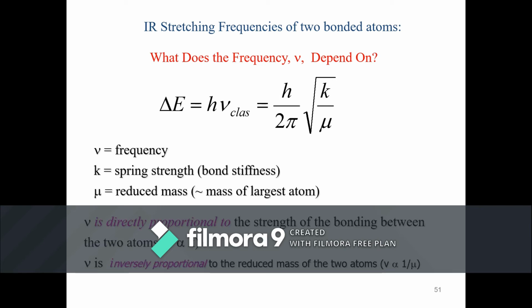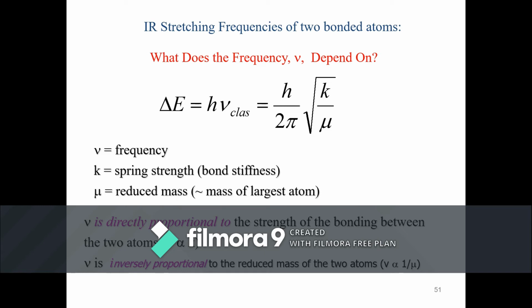Here we show the change in energy, which is equal to the Planck constant times the frequency. The frequency is represented with a nu. We later have the Planck constant over 2 pi times the square root of the spring strength over the reduced mass. Spring strength represents the bond stiffness, while the reduced mass is, on average, the mass of the largest atom.